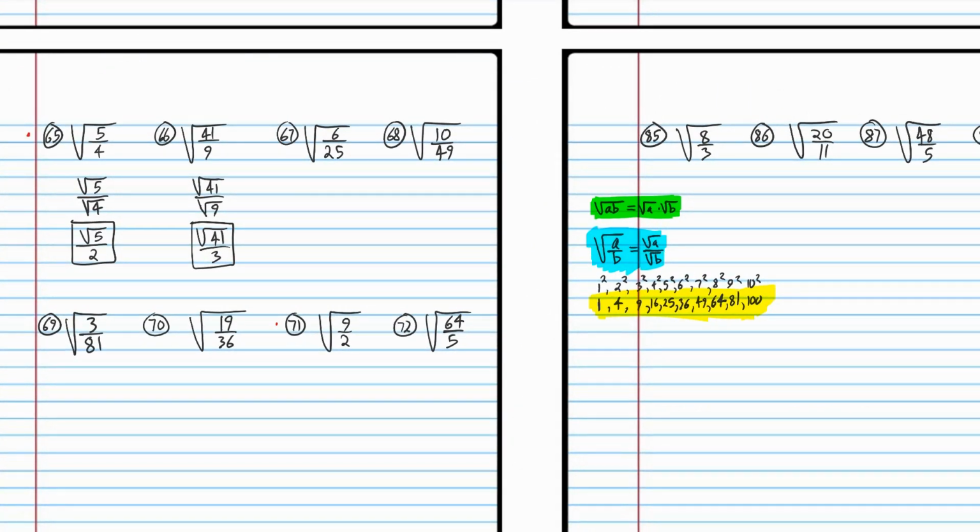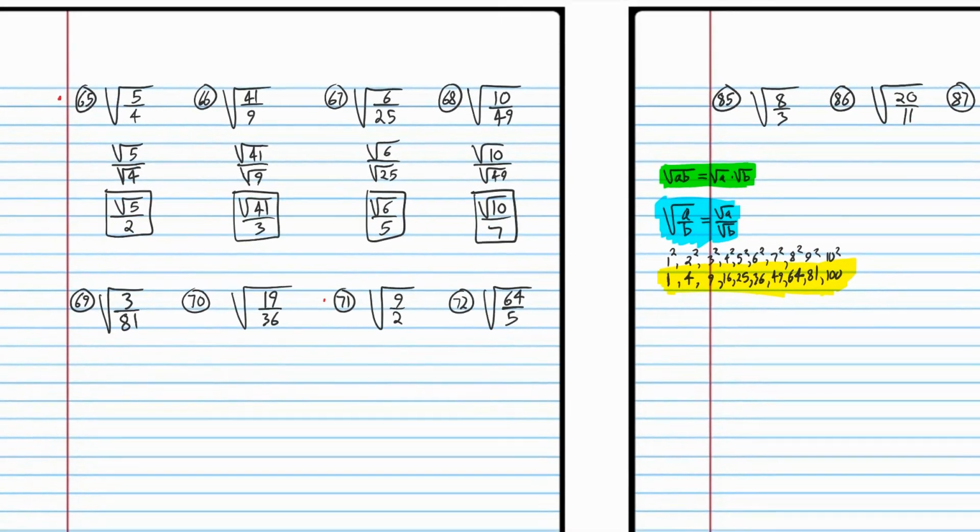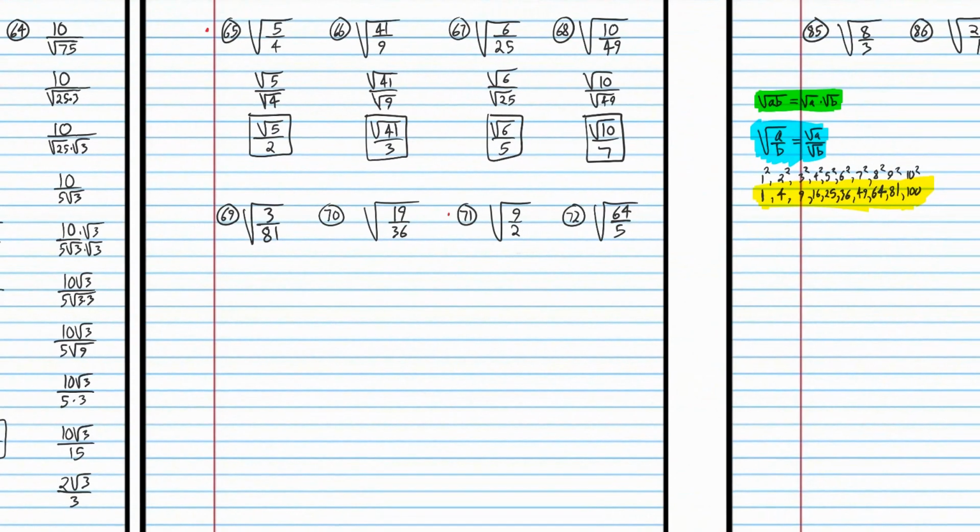So try number 67. Again, you're going to use the blue equation, and when you come back, we'll do it together. All right, we're back. So we got root 6 over 5. Good job. Try 68. When you come back, we'll do it together. All right, we're back. So we got root 10 over 7. Good job. Try 69, and when you come back, we'll do it together.